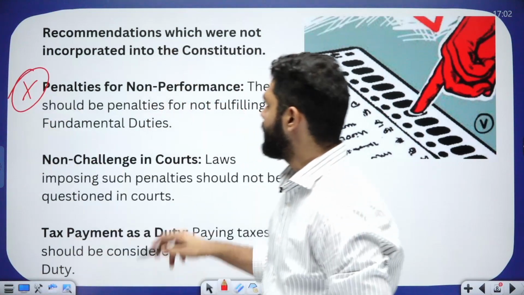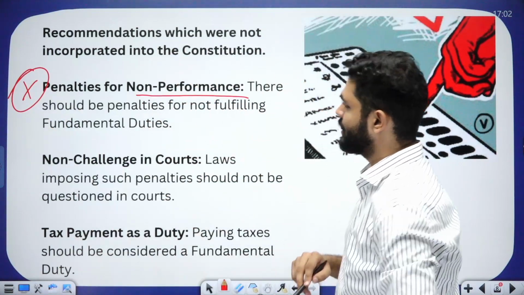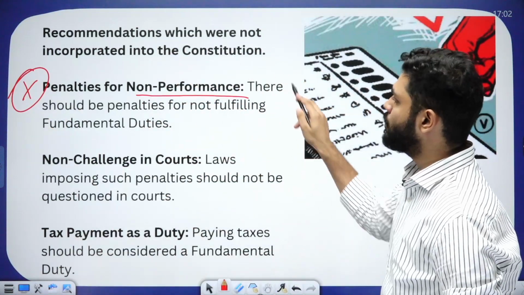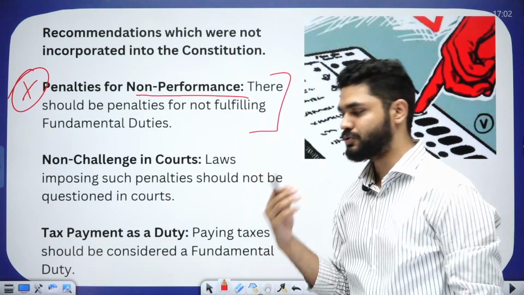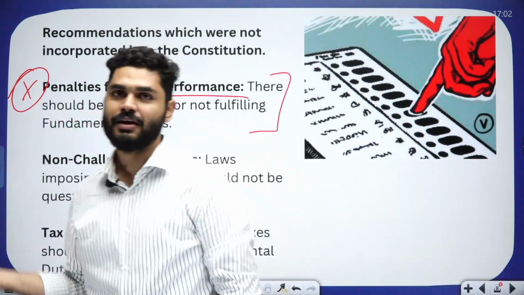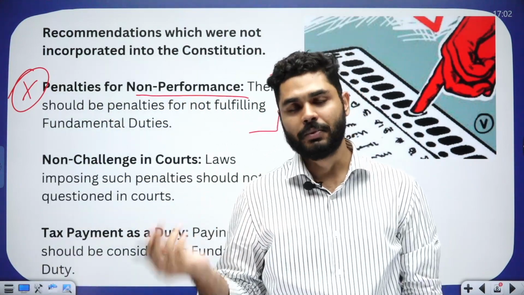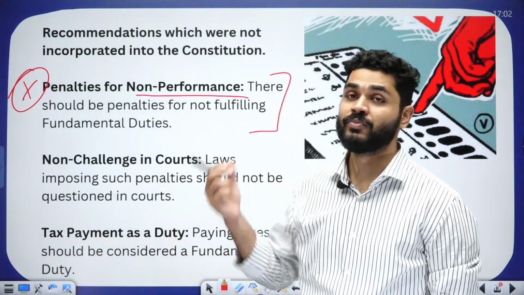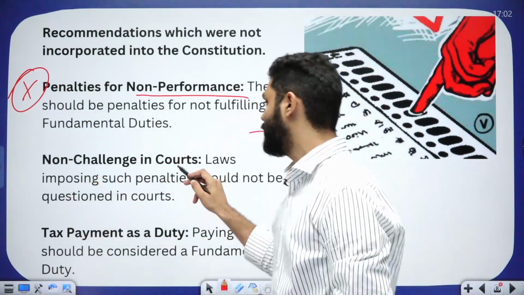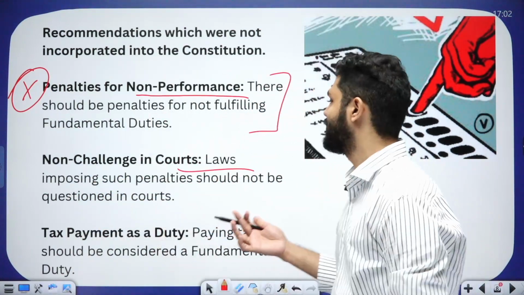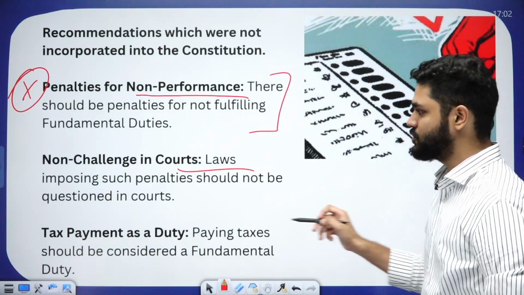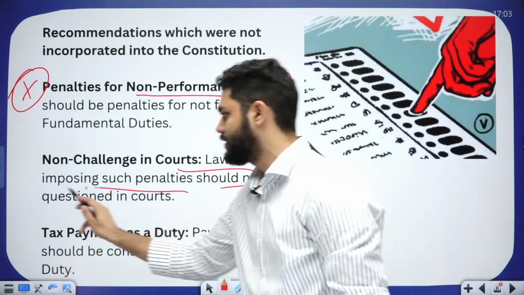Number 1 is penalties for non-performance. So there should be penalties for not fulfilling fundamental duties. If you are not fulfilling them, then you would be called for a penalty, you would be called for a punishment, and that punishment shouldn't be challenged in a court of law. Now this has also been recommended. The law imposing such penalties should not be questioned in courts.